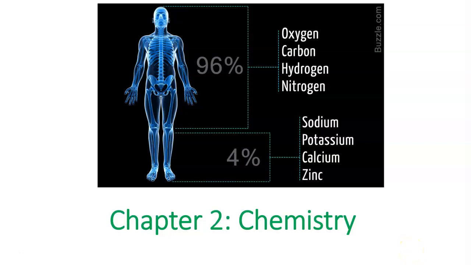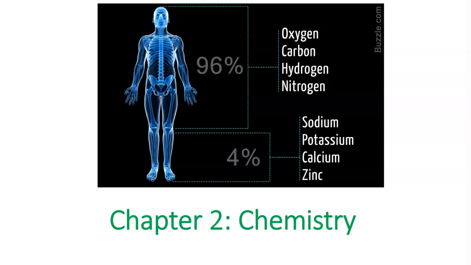We're going to start with chapter 2 as a review of basic chemical structures and ideas that are going to apply to human anatomy and physiology. So you may have had chemistry before. If you have, that will help you. But there's some important concepts that we need to make sure you know.